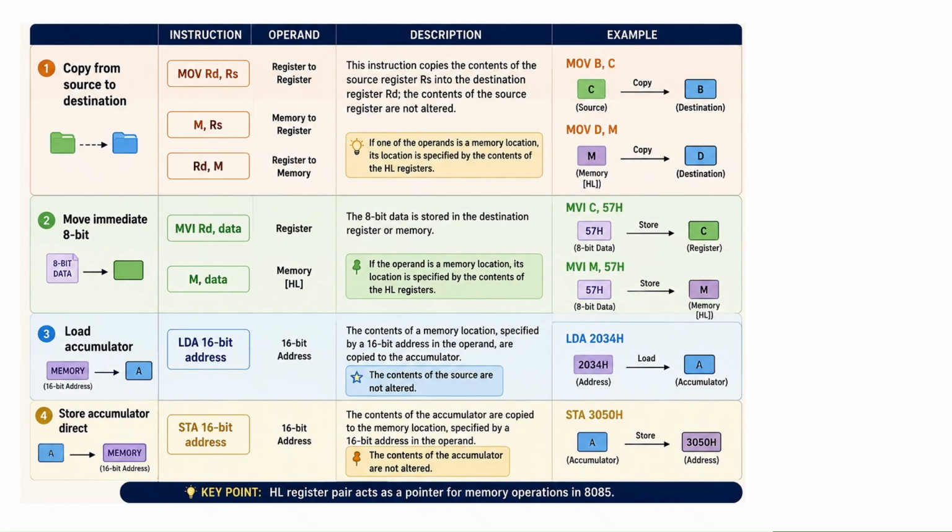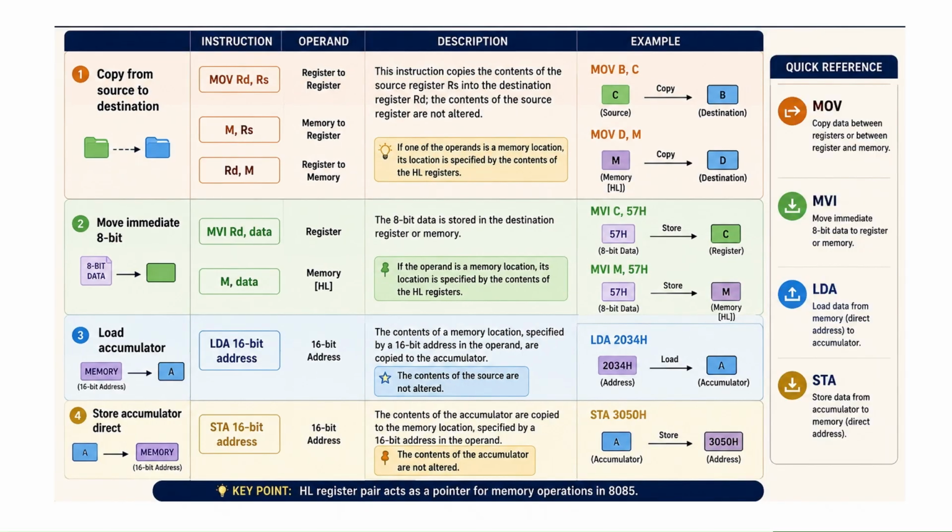Up next, STA. Let's see the example, STA 3050H. STA is a store accumulator direct instruction where the accumulator content will be stored to the 3050H memory location. On the right side, you can see the quick reference picture: MOV, which is the copy instruction, MVI, which is kind of a loading instruction, then LDA, which is the load instruction, and STA, which is the store instruction.